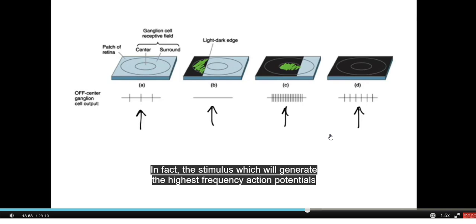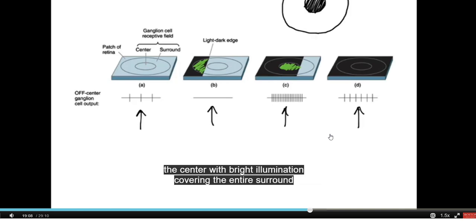In fact, the stimulus which will generate the highest frequency action potentials for this retinal ganglion cell would be a region of shadow projected directly onto the center with bright illumination covering the entire surround. And the greater the difference between the intensity of the light in the surround relative to the darkness in the center, the greater the firing rate of the cell.